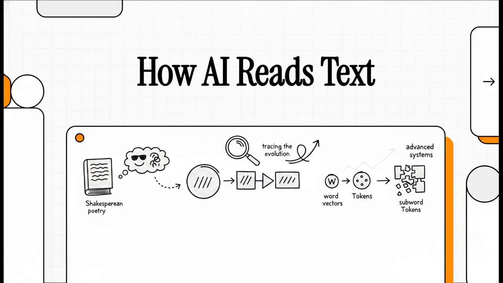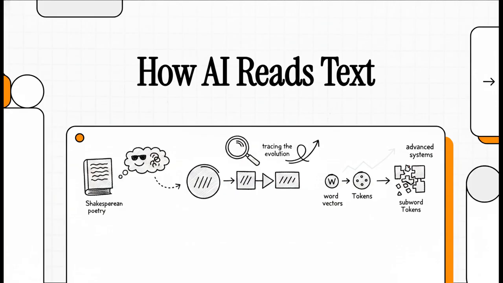Welcome to The Explainer. Today, we're playing tech detectives to uncover the brilliant little hacks that allow modern AI to actually read human language. Seriously, if you've ever wondered how large language models can seamlessly process everything from complex Shakespearean poetry to the weirdest new internet slang, you are in exactly the right place. We're going to trace this whole fascinating evolution, starting from the early days of basic word vectors all the way up to the advanced subword tokens running today's absolute best systems.